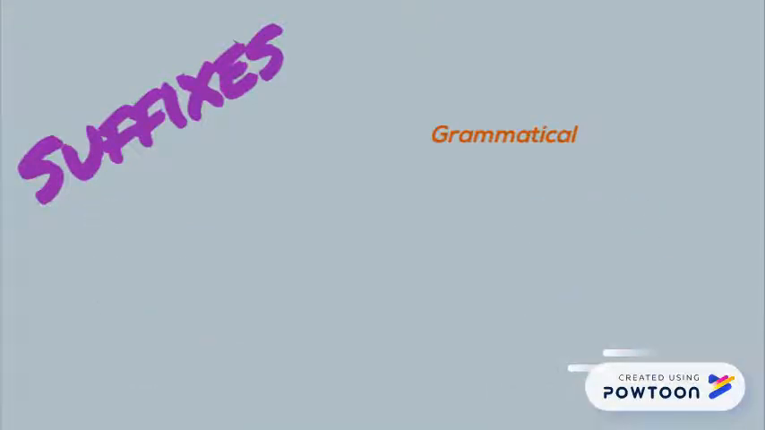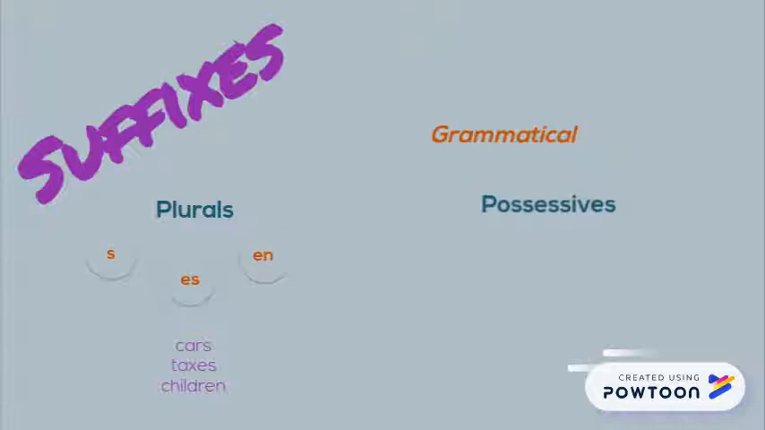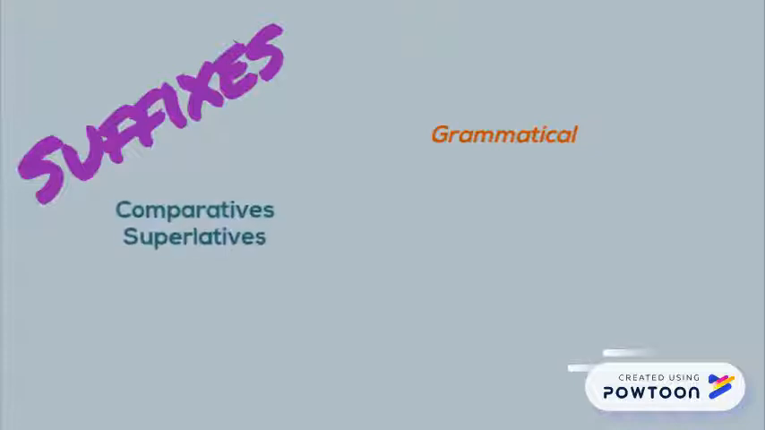First, in order to form plural nouns, we use s, es, or en. Second, in order to form possessives, we use apostrophe s, or for plural, s apostrophe. Third, in order to form the comparatives and the superlatives of adjectives, we use er or est. Fourth, in order to form the simple present tense of third person singular, we use s.